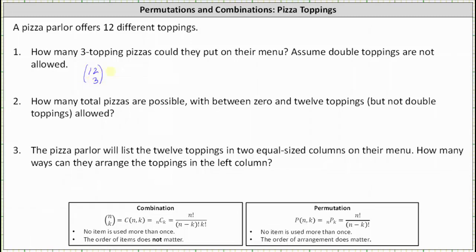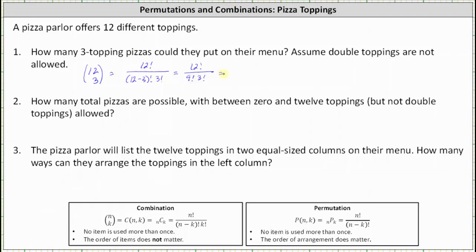Let's go ahead and evaluate this by hand. N choose k is equal to n factorial divided by the product of n minus k factorial and k factorial. And therefore 12 choose 3 is equal to 12 factorial divided by the product of 12 minus 3 factorial and 3 factorial, which is equal to 12 factorial divided by the product of 9 factorial and 3 factorial.